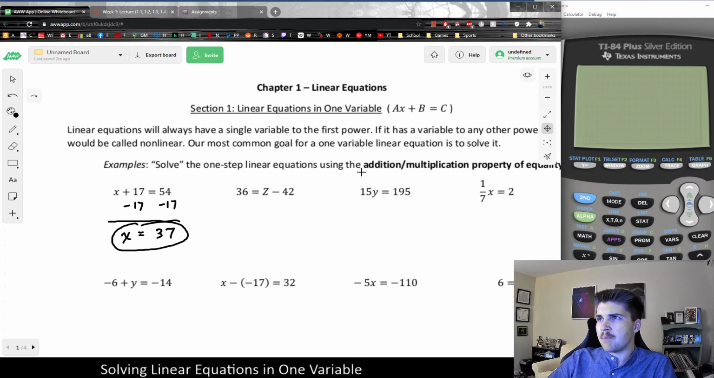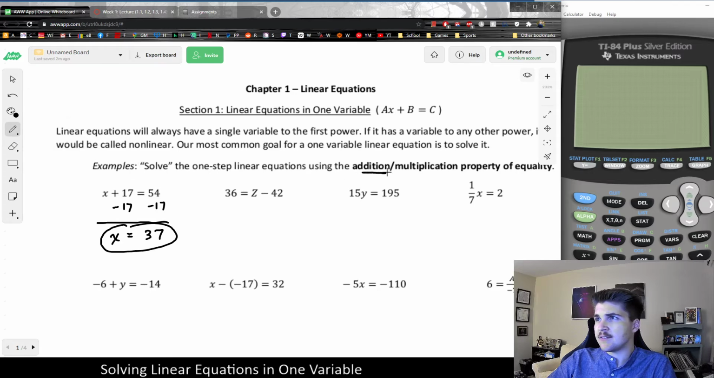And returning to that property I mentioned, which is usually called the additive property of equality, not addition, but it doesn't really matter.